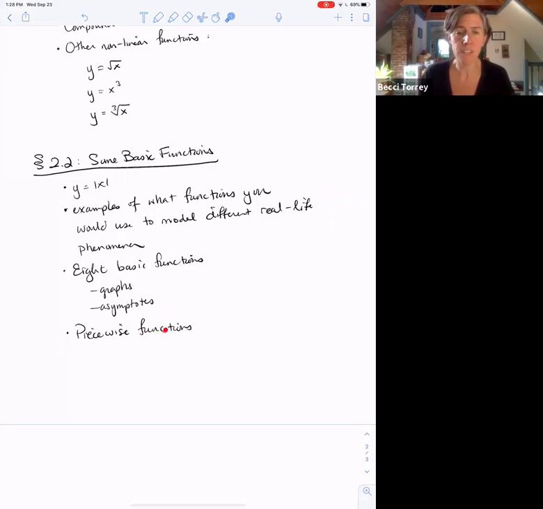For section 2.2, this is the hardest thing for most people. Piecewise functions take all these basic functions that we know and use, and then we use different chunks of them. So I'm going to do a worked example of graphing a piecewise function, so you can check out that video to see how that's done.